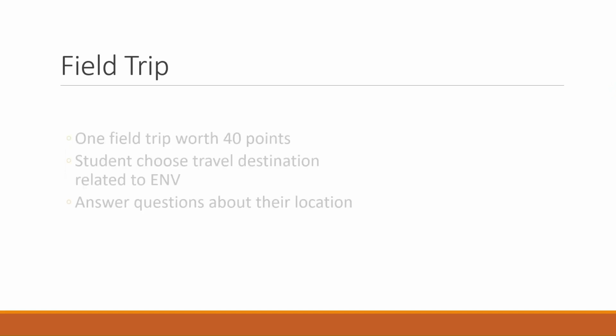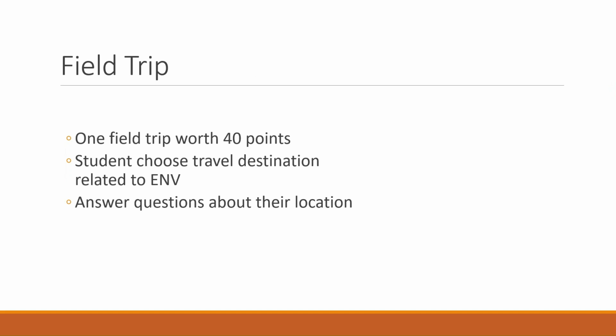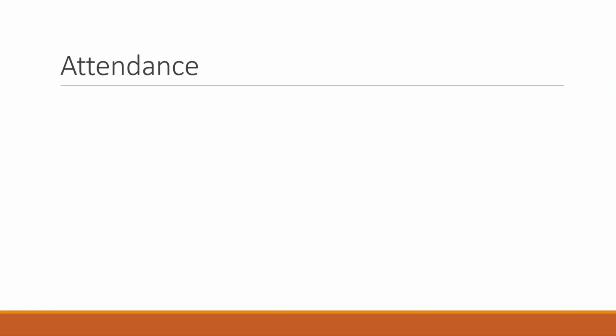Now, the field trip. There's one field trip. It's worth 40 points. Students will get to choose where they want to travel. They'll travel to a location that's related to environmental sciences, and then they'll write up a short report that's due at the end of the semester about their particular location they went to.